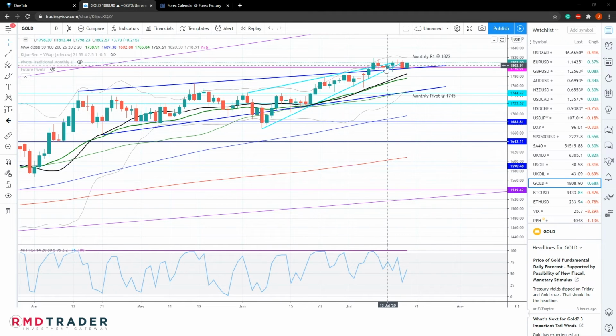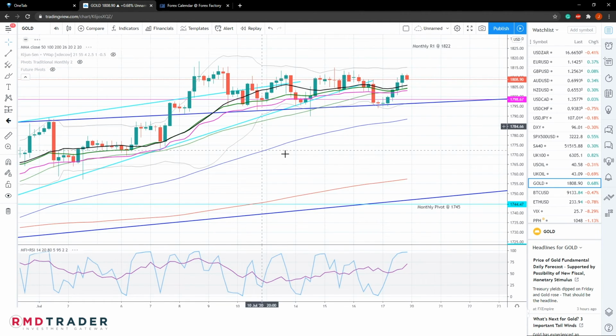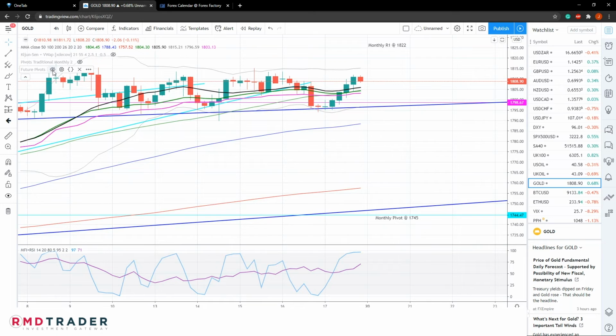I do want to point out there is some bullish divergence as well with our, what's this? I believe this is our RSI showing some lower lows and price making higher lows, of course, meaning there is some bullish divergence.